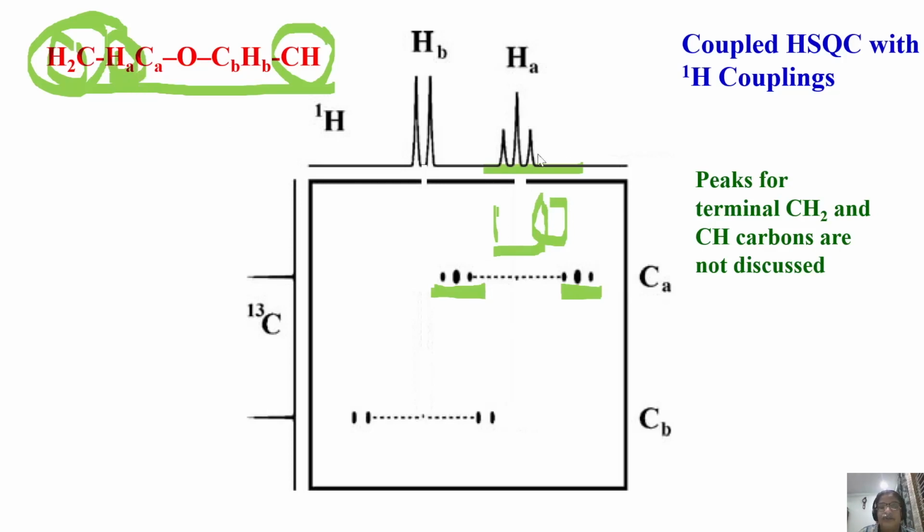Understand? In the original HSQC spectrum, we had only two peaks because of coupling of carbon with proton. Now each line of this is split into a triplet because of coupling with two protons. Hence, it is going to be a doublet of triplets. In the direct dimension, it appears as a doublet of triplets. Whereas in the carbon 13 dimension, it's still a single peak. Is it clear? There is no change at all.